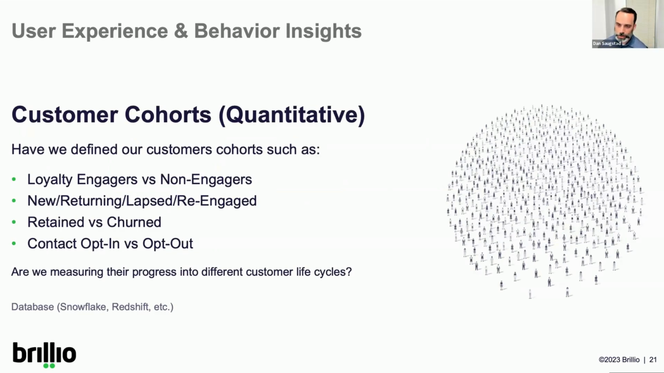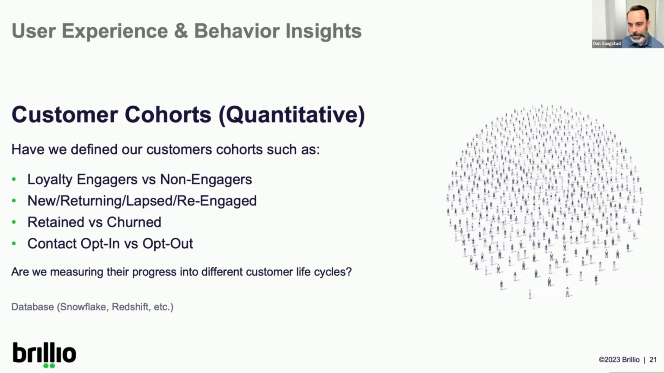There's customer cohorts, right? This is, like I mentioned, segments looked at over time. So here I've detailed out a bunch of different types of segments we look at around loyalty customers. So comparing loyalty engagers versus non-loyalty engagers and how they move in their customer life cycle over time towards what we want, which is to engage with the loyalty program. Whether they're new, returning, lapsed, or re-engaged, folks are going to move in and out of these segments over time pretty consistently. Are they retained? Are they churned? Why? What's the difference between these two?